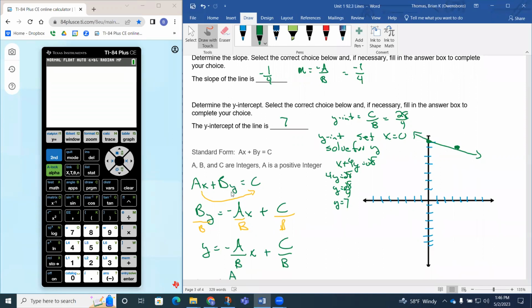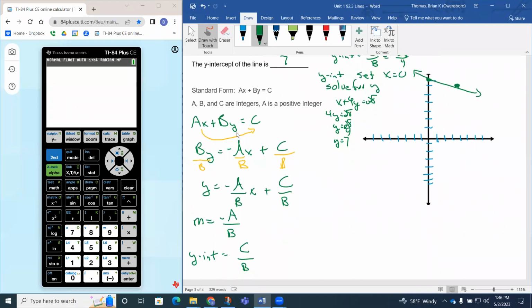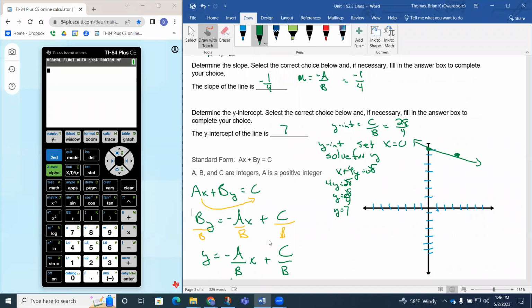So we can create a formula. If it's in standard form, we can use the opposite of a over b to find the slope, and we can use c over b to find the y-intercept. If you keep that in your notes, that'd be an easy way to do that, so then we would not have to solve for y and put it in slope-intercept form anymore.